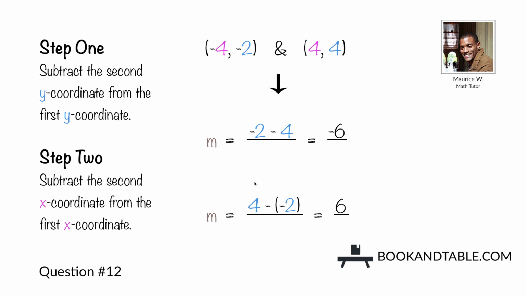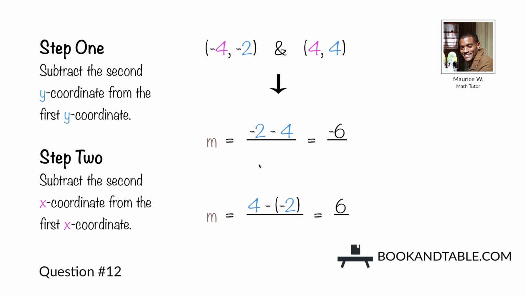So first we must calculate the slope. Here we'll do this point minus this point. And here we'll do this point minus this point. And our final slopes will wind up being the same.